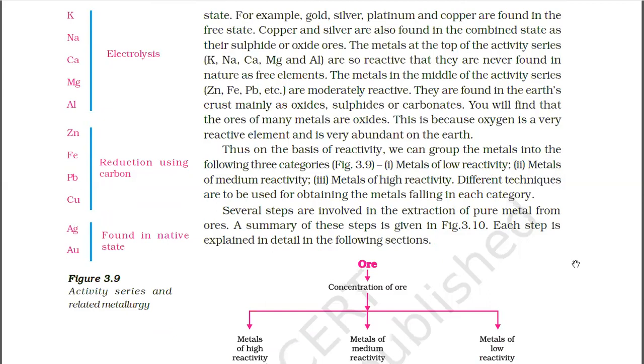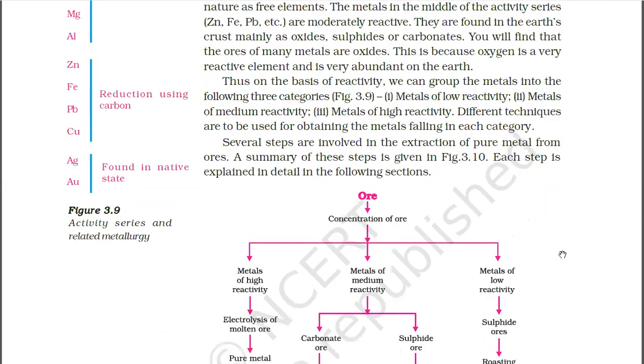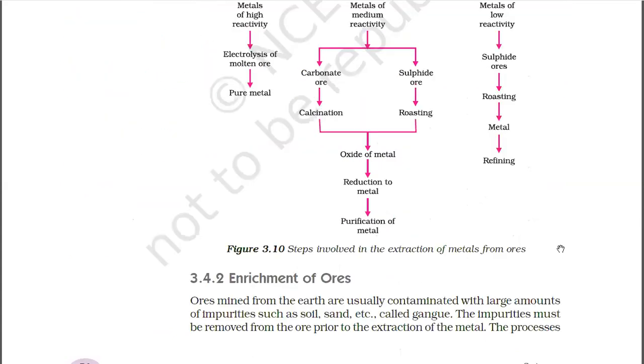So different techniques are to be used for obtaining the metals falling in each category. Several steps are involved in the extraction of pure metal from ores. A summary of these steps is given in figure 3.10. Each step is explained in detail in the following sections.